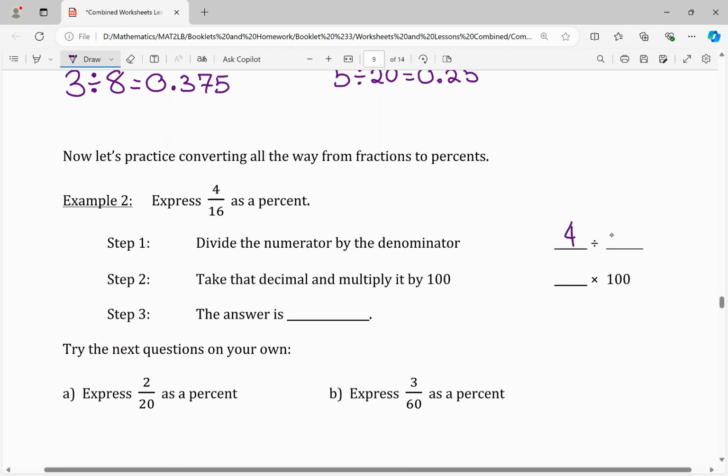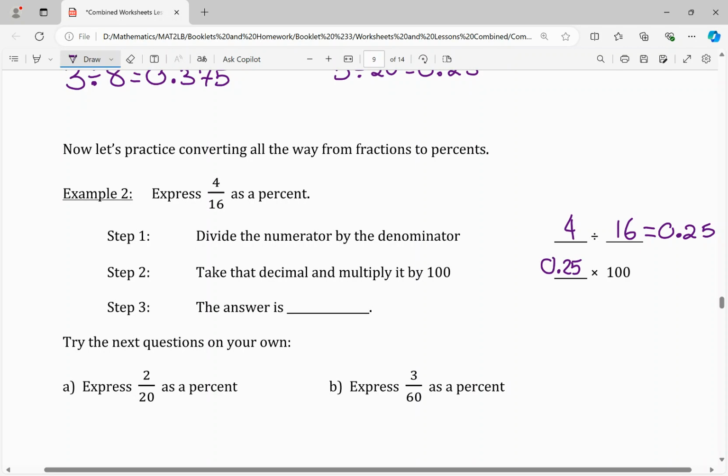So let's do that. 4 divided by 16 is equal to 0.25. That is our decimal. And we know how to turn a decimal into a percent. That was in lesson 3. We're going to take 0.25, multiply it by 100, and the answer is going to be 25. And now we can throw a percent symbol at the end. So 4 over 16 is equal to 25%.